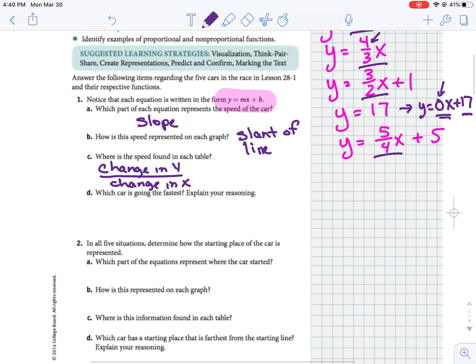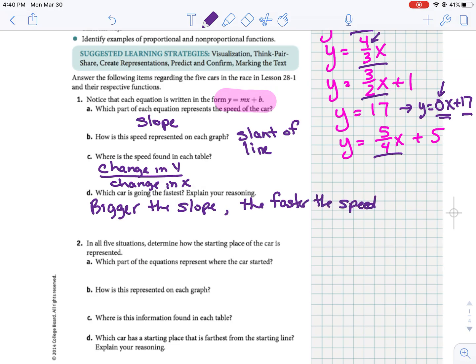And then how do we know which car is going the fastest? Okay, so remember, we've talked about it before. The bigger the slope, the faster the speed.